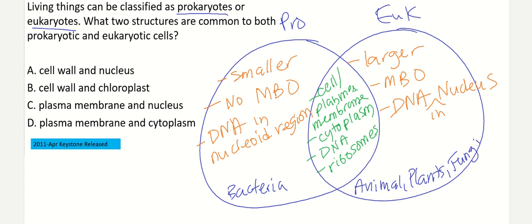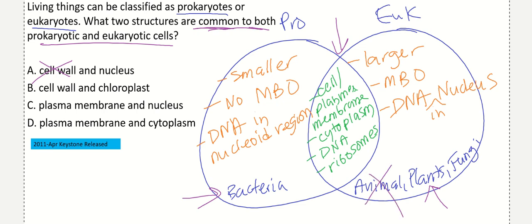Okay, let's take a look. The question is asking, what do they have in common? Both. So we're looking for the answer here. All right, let's go through the choices. Cell wall? No. Bacteria have cell walls. Plants have cell walls. But not all living things have cell walls. Animals do not have cell walls. So that is not correct.